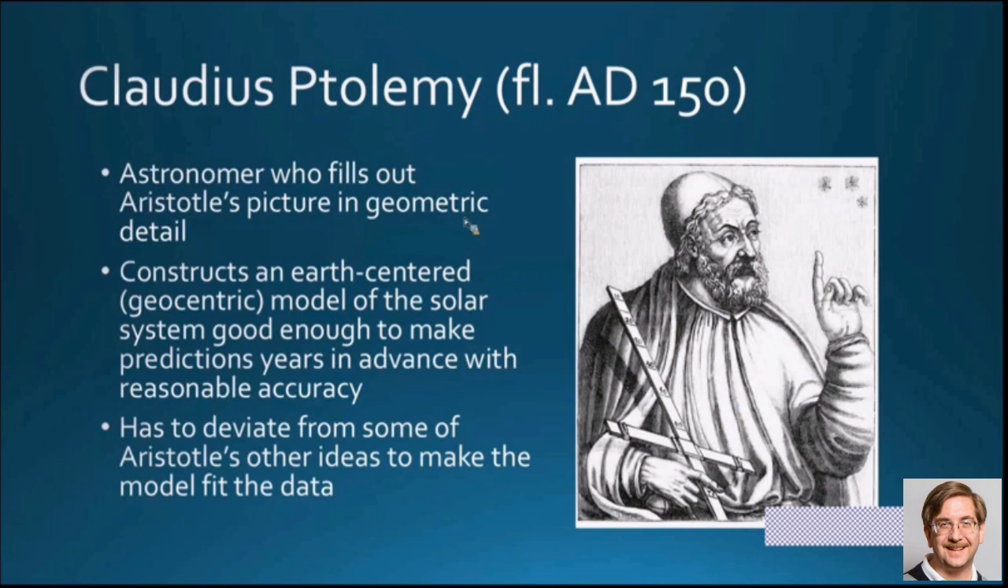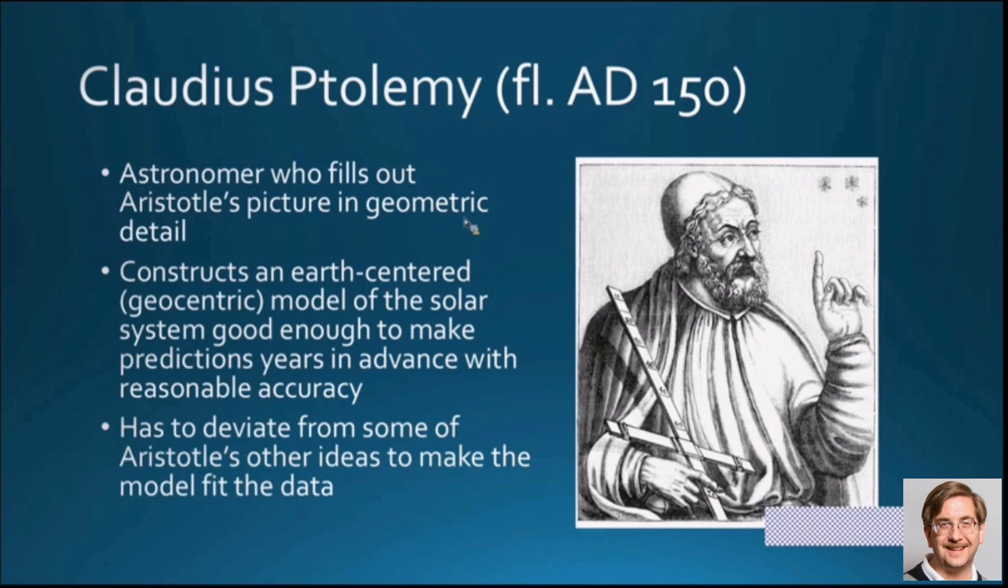Claudius Ptolemy flourished around the year AD 150. We know very little about him as a person, but he was an astronomer and mathematician, and he takes the Aristotelian view of a centered universe and fills it out in geometric detail. It's Ptolemy's construction that allows us to have a model of the solar system so good that we can make predictions years in advance with reasonable accuracy. If we want to know when an eclipse will take place, then we can tell this using Ptolemy's astronomy. At times and in places, it's a bit off, but on the whole, it's pretty accurate, and by far the most accurate thing that anyone had ever constructed.